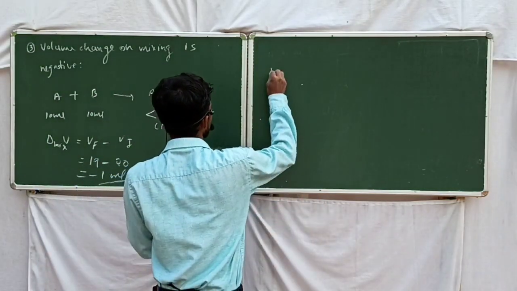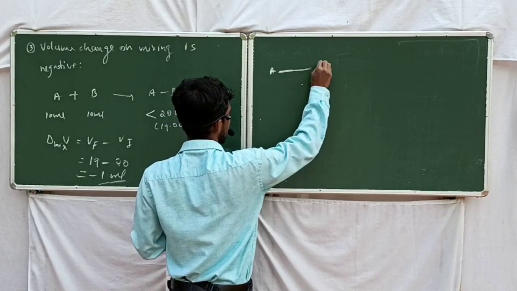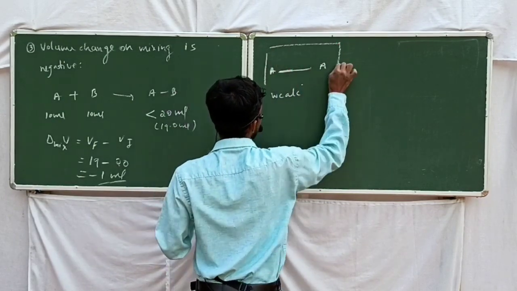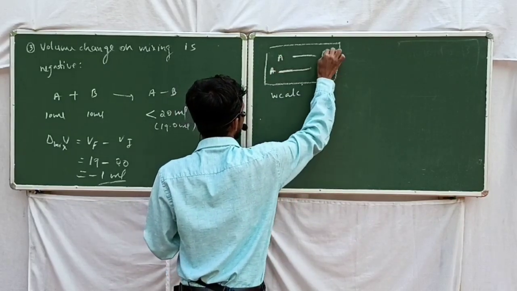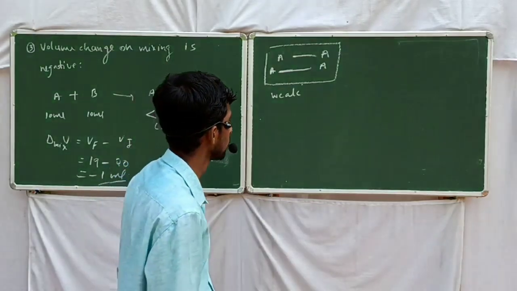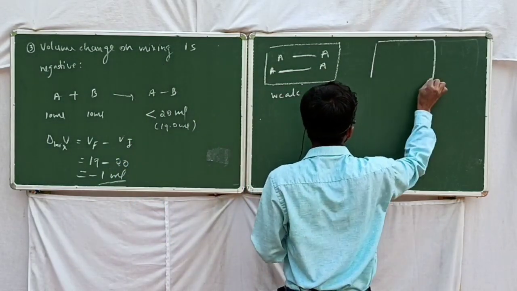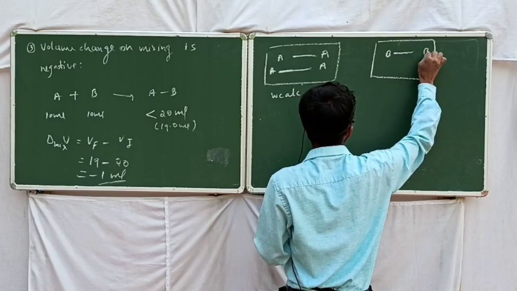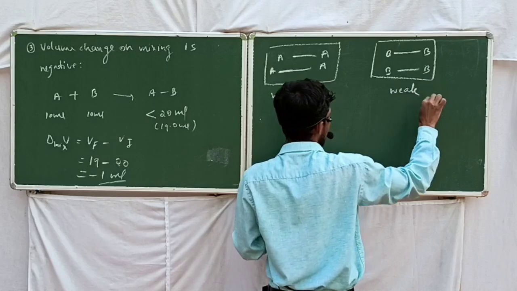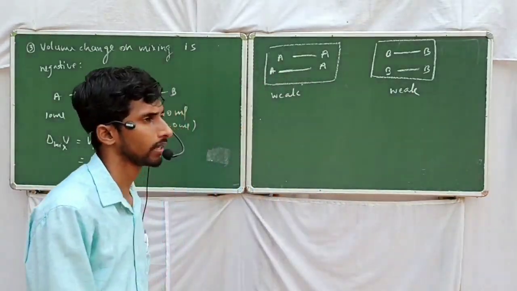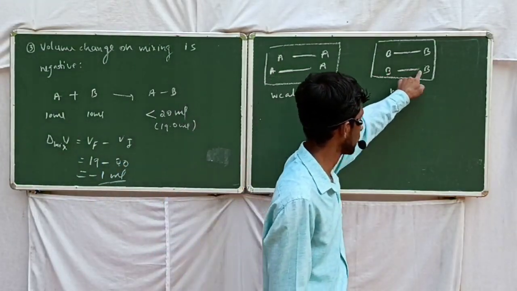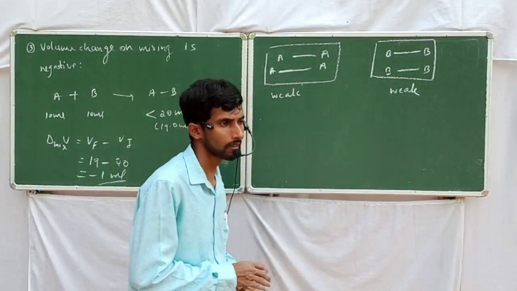That is because in the case of A and A, we have very weak intermolecular forces of attraction. If intermolecular forces of attraction are weak, then molecules are loosely bound to each other, okay? The same is true between B and B, very weak intermolecular forces of attraction. If the intermolecular forces of attraction between the molecules are weak, then the molecules are loosely bound to each other, so obviously they will occupy a large volume.